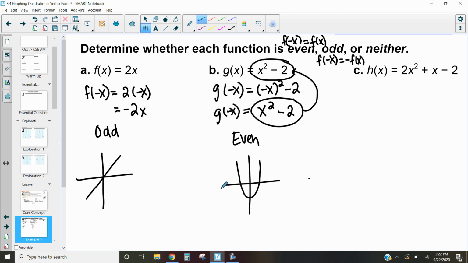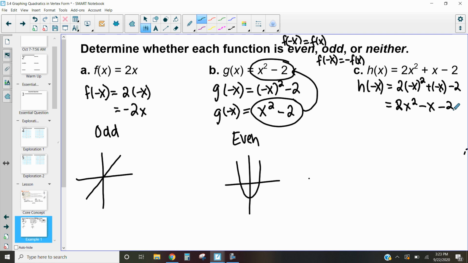So I want to substitute in a negative x here. So h of negative x equals 2 times negative x squared plus negative x minus 2. So we want to simplify this. Negative x squared is x squared, so we get 2x squared minus x minus 2.